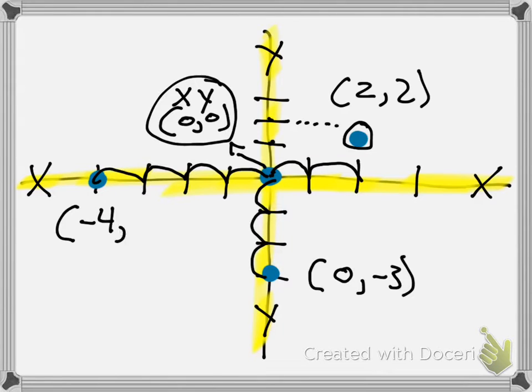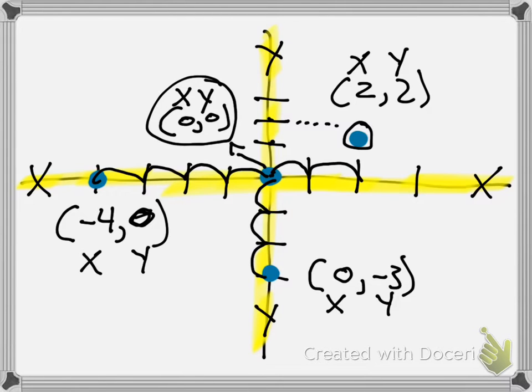And then where is he at on the y-axis? Did he go up and down? No, he didn't. So he's 0. Okay, so this guy's place is -4, 0. Remember, the x-axis is the first number, the y-axis is the second number. X is the first, y is the second.